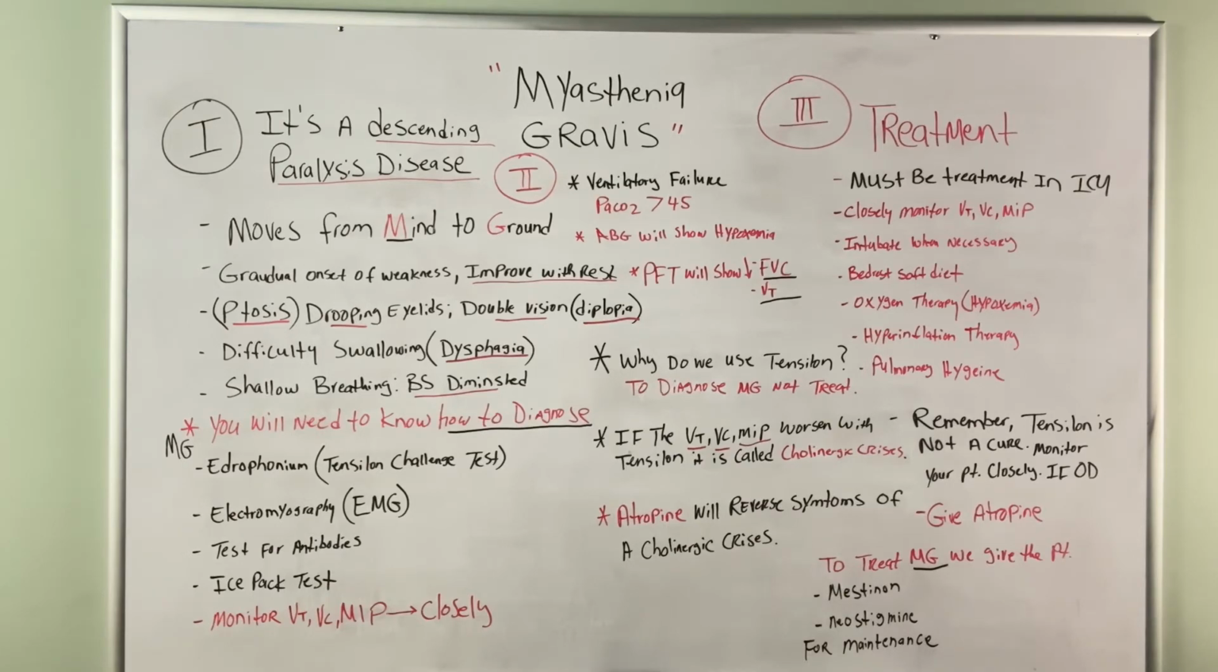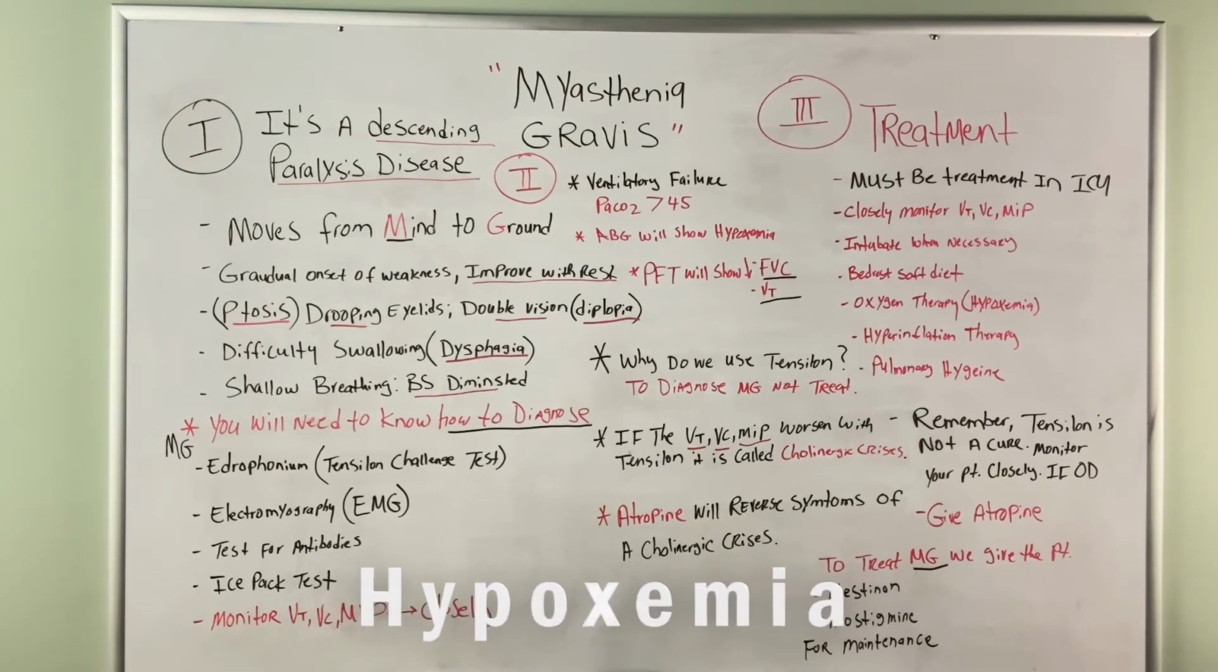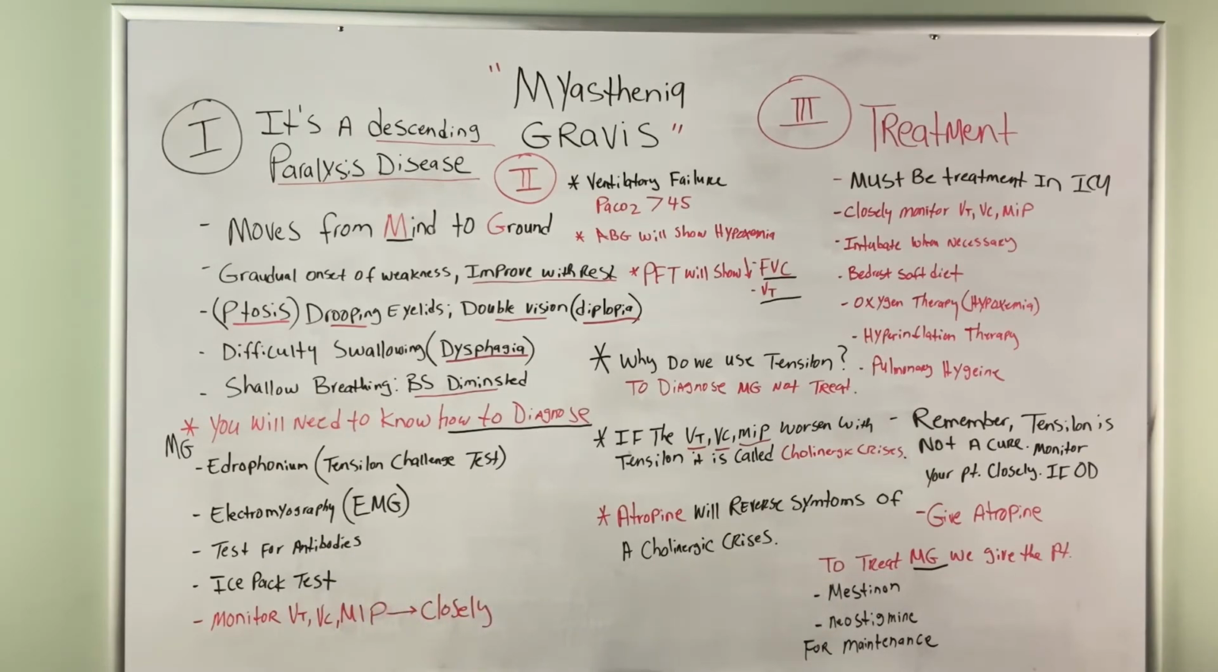PaCO2 greater than 45 is ventilatory failure. The ABG will show hypoxemia. The pulmonary function test will show decreased forced vital capacity and decreased tidal volume. So in these neuromuscular diseases, you will see decreased volume for sure.